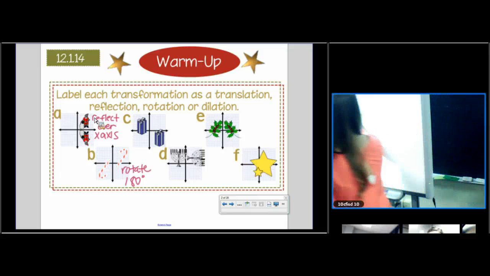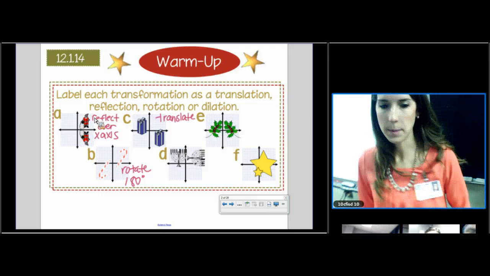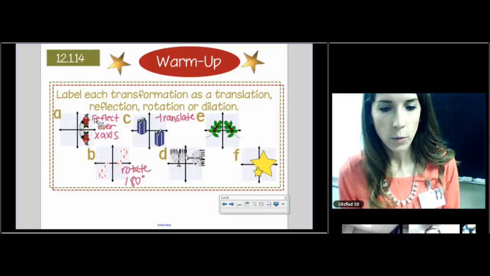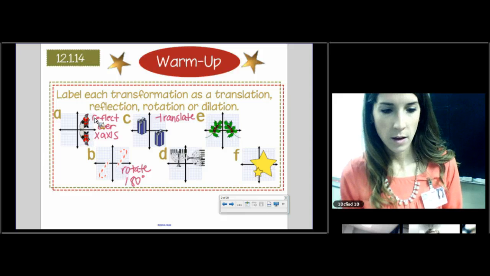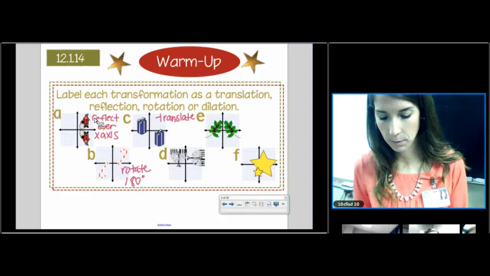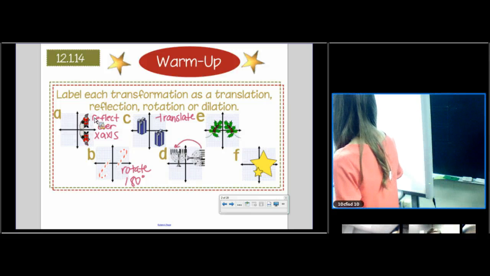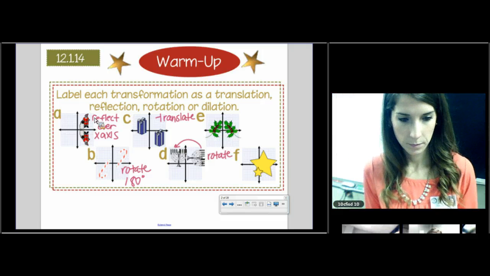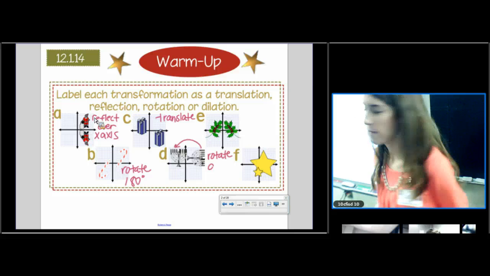Very good. C is a translation. And we don't really know how much it's been translated. The picture isn't zoomed in enough for us to really tell, so we'll skip that part. Rishi, D. Good. D is a rotation. And Eric, if I went from here to here, how many degrees did I rotate? Yes, that would be 90 degrees if we went in the manner that I drew that arrow.